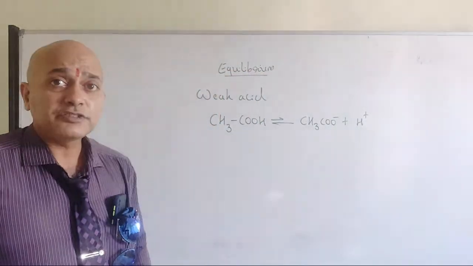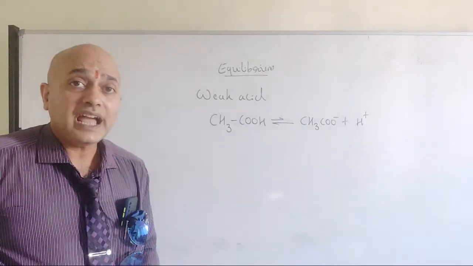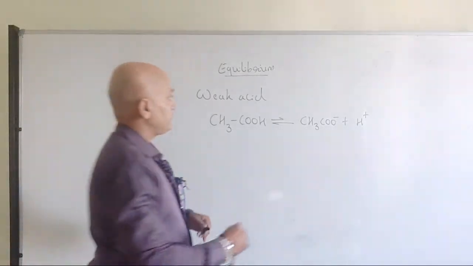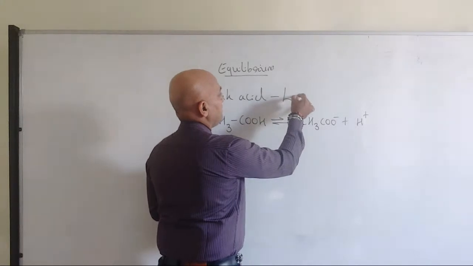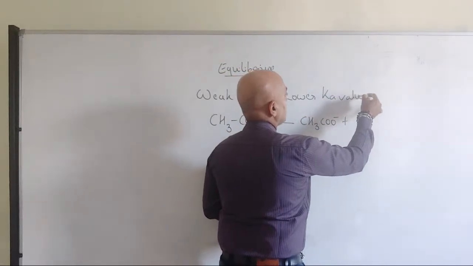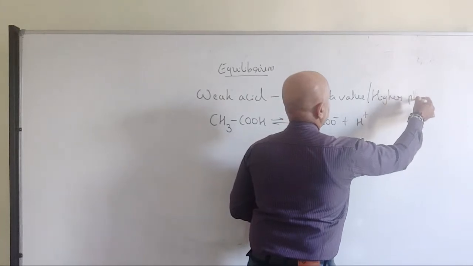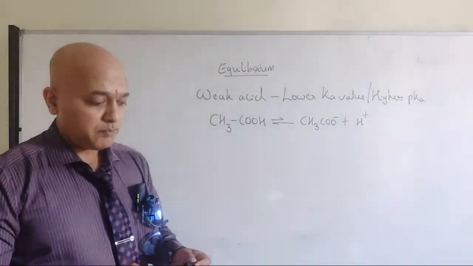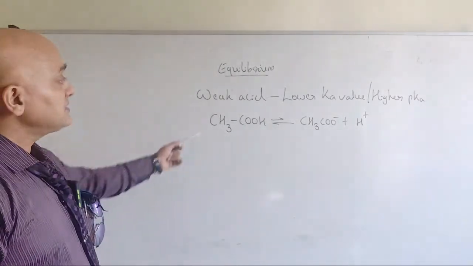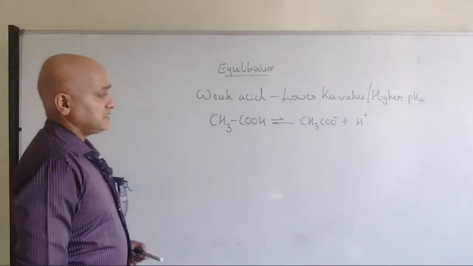With respect to the dissociation constant, we can tell that weak acids are those which have a low Ka value or a higher pKa value. Got my point? So that's where we have the weak acids. Why? Because they are not going to dissociate easily.